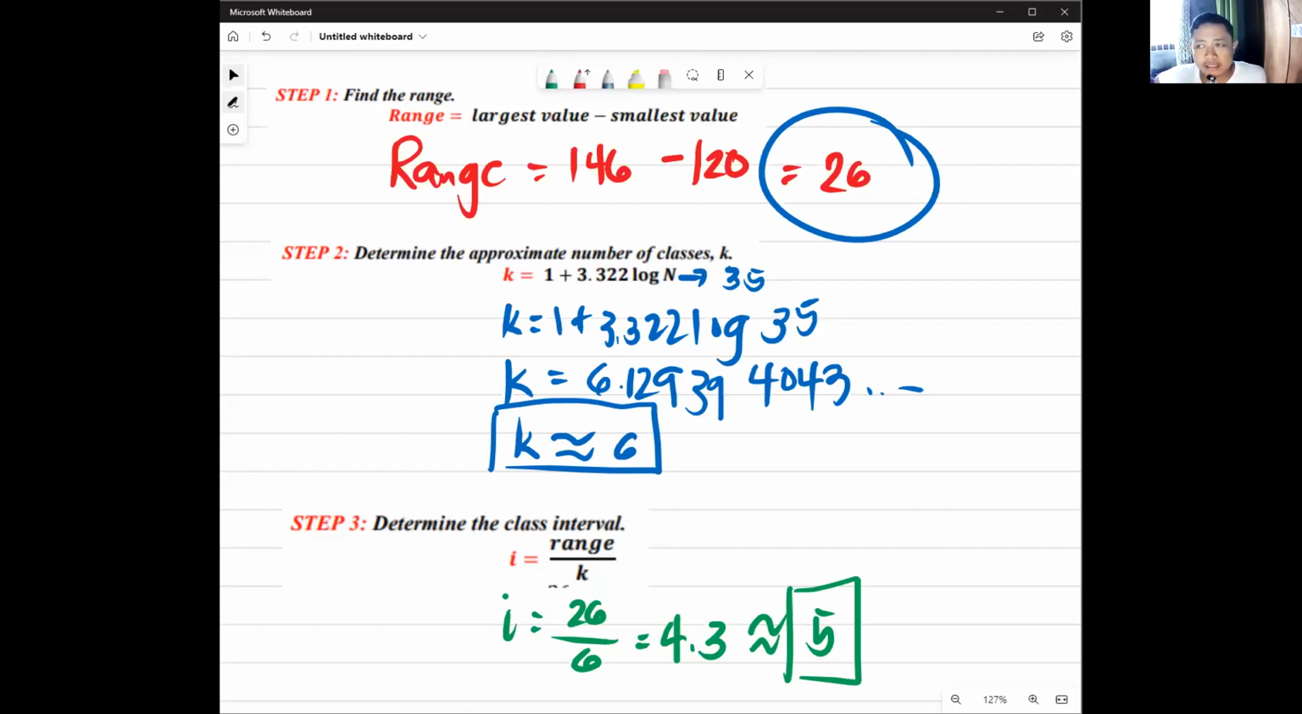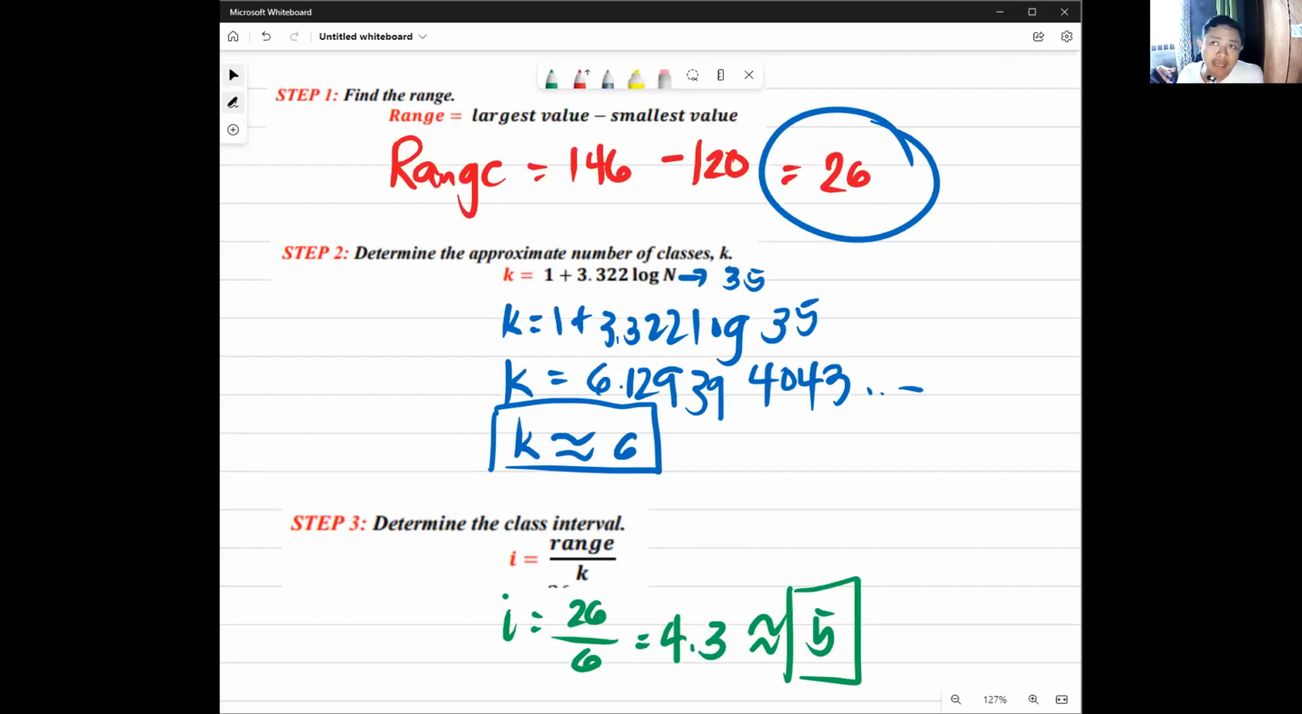If it is, halimbawa, kung 5.3 siya, we can use 6 na lang. Round off na lang natin siya sa next value. Round up na lang agad sa nearest value niya, sa next value niya. Okay? Para pare-pareho tayo ng ginagawa. Okay? So, shall we continue?